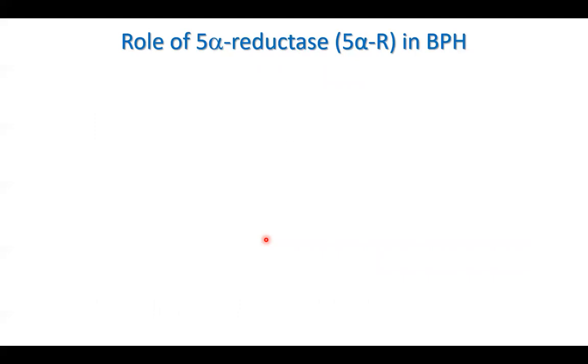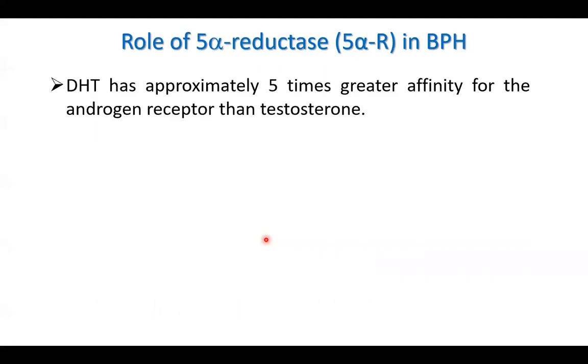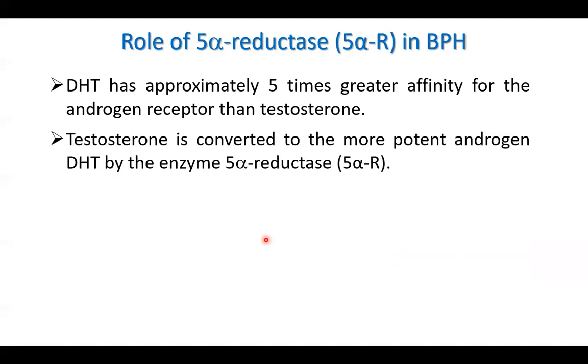So the role of 5 alpha reductase in BPH, because as you said, DHT is more potent. It has around 5 times greater affinity than testosterone. And this conversion of testosterone to dihydrotestosterone happens through 5 alpha reductase. So if you block that with the help of those two drugs, you remember the names of the drugs? What are the names? Finasteride and dutasteride, yeah. So they block the conversion of testosterone to dihydrotestosterone.